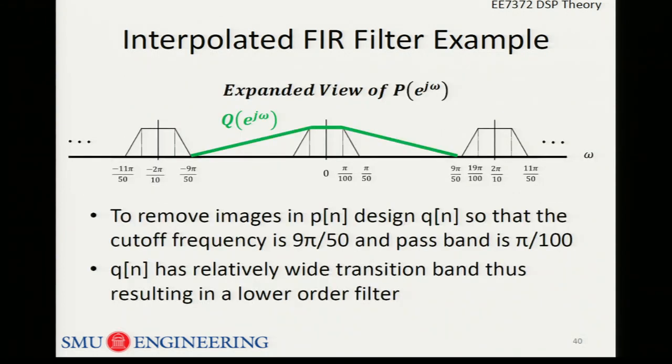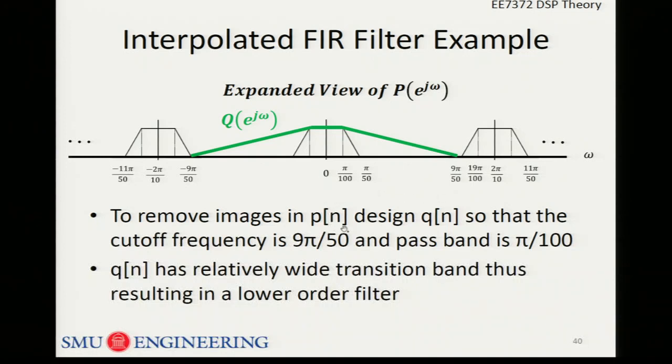So let's jump back in and zoom back into P(e^jω) and say, all right, this is the one I want right here with a passband of pi over 100 and a stop band of pi over 50. But the problem are these copies, nuisance copies. So now I'm going to design a new filter, Q(e^jω), which does what? Well, in the passband of this Q filter is, guess what? The filter I really want, h[n]. And what's in the stop band? The stuff I don't want, all the images of that filter.